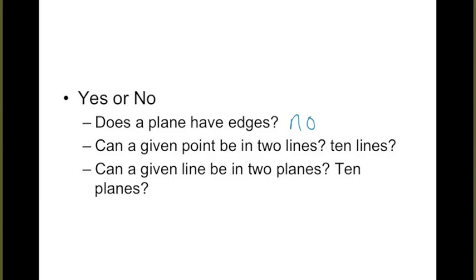Can a given point be in 2 lines? What would that look like? Intersection. An intersection of an X. So we could have an X and there's 1 point in both of those lines. Could it be in 10 lines? Yes. What would that look like? There's a circle. So we got a star, an asterisk.